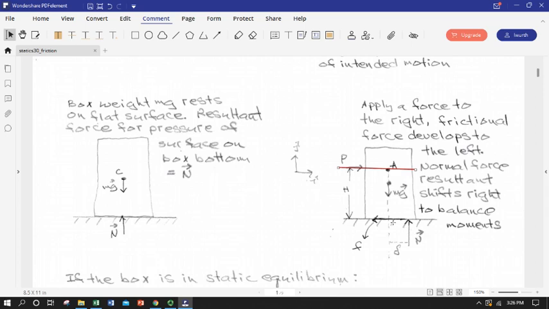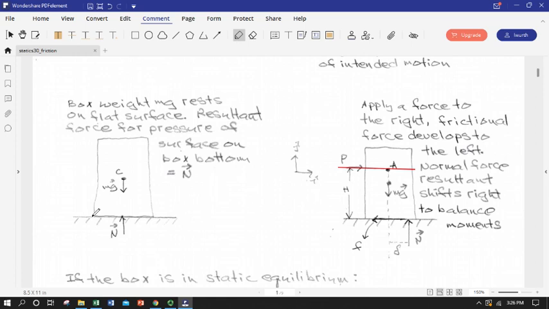But if we want to look at moment, we're going to find that there's something different about the location of our normal force resultant. And in reality, we're going to take a little step back here, and we're going to go back to our static box.